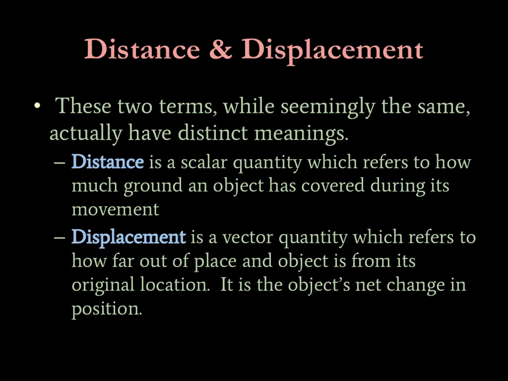So while these terms may seem similar, they're actually quite different. Not quite different, but somewhat different. Distance is scalar and refers to how much ground an object has covered during its movement, while displacement is a vector referring to how far out of place an object is from its original location. It's basically the object's net change in position, and with our displacement, as we mentioned, the direction does matter because it's a vector.